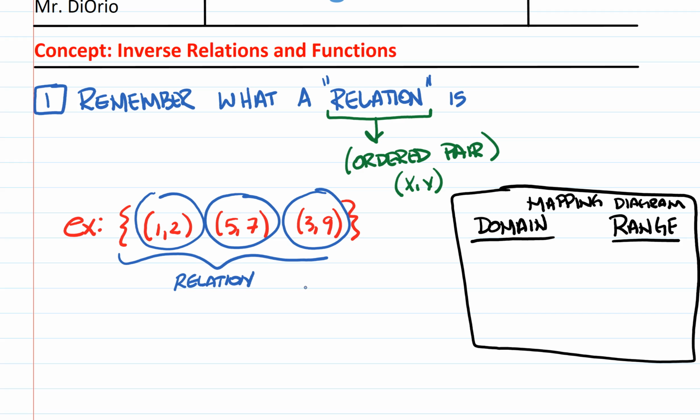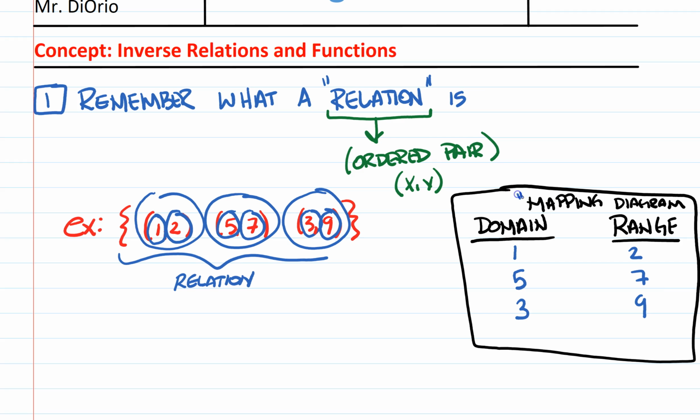And the thing that I wanted to move forward with you on this is that we can then pull from the relation the domain and the range. Now the domain is simply going to be all of the x values in the relation. So the domain would be something like 1, 5, and 3. And the range, of course, would be all of the y values in the relation. So 2, 7, and then 9.